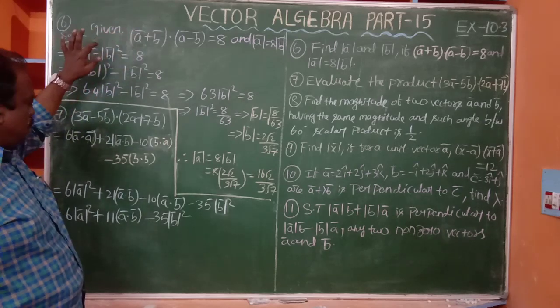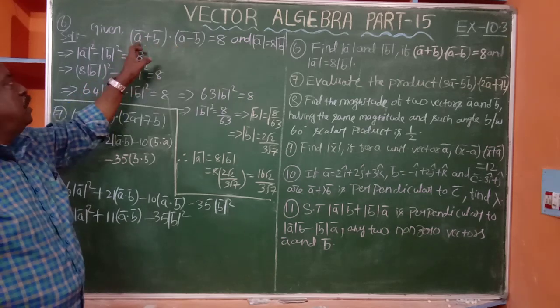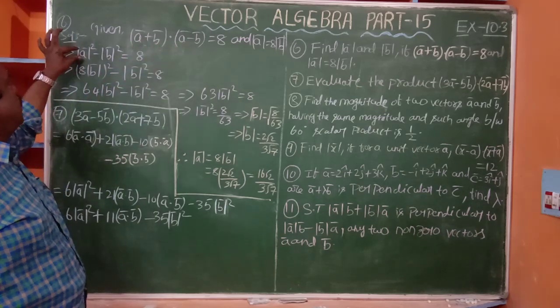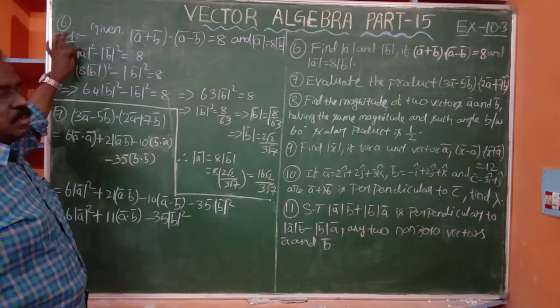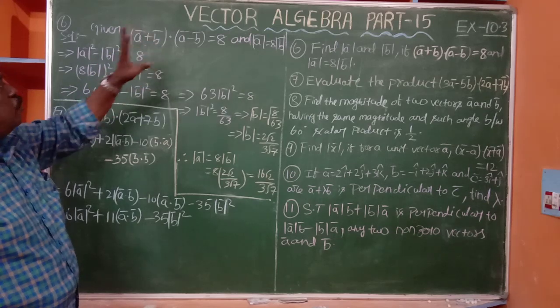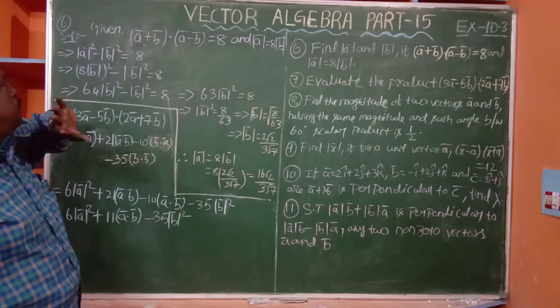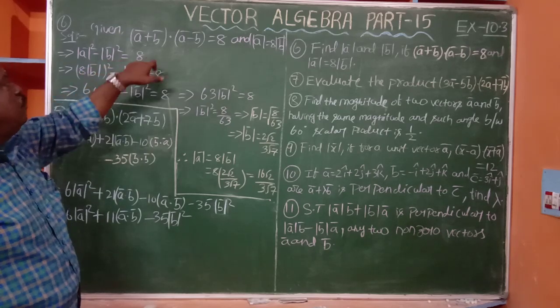Here I wrote directly the formula. A plus B into A minus B is A square minus B square. That is the square of a vector. A bar square is nothing but modulus of A bar square, minus B bar square, the square of vector B bar, which is nothing but modulus of B bar square. Now it is equal to 8.